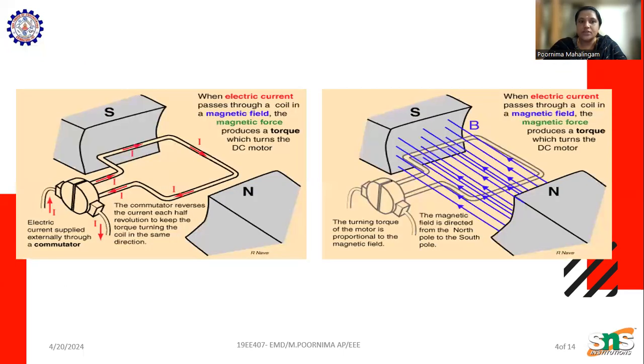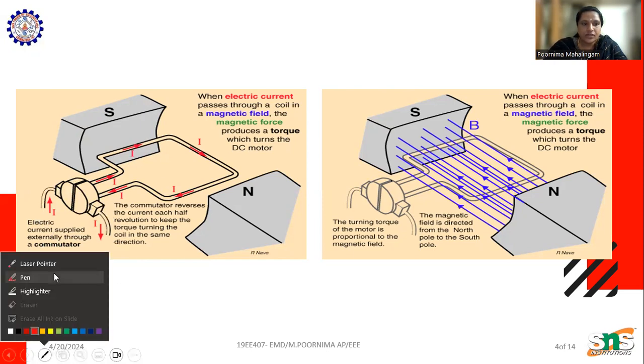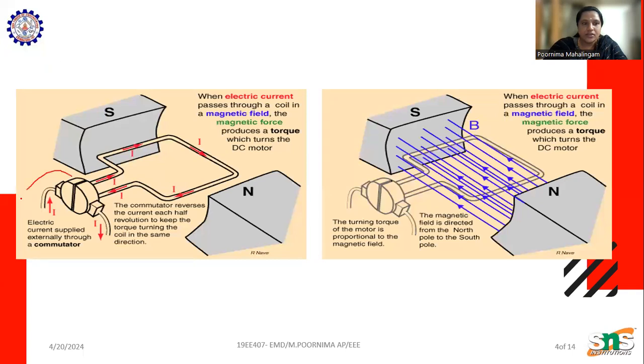Here we can see the working principle of a DC motor. The electric current is supplied externally through a commutator. The current flows through a conductor, and when it cuts the magnetic flux, an EMF is produced. The magnetic field is directed from the north to the south pole. When electric current passes through a coil in the magnetic flux, the magnetic force produces a torque which turns the DC motor.